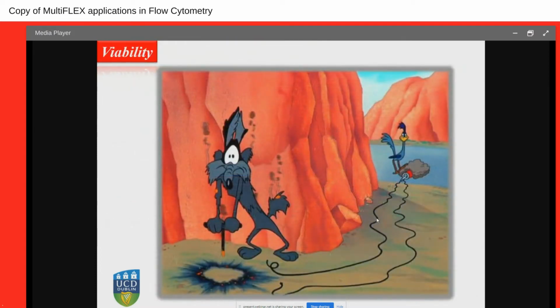Let's go and talk now about viability, because it's definitely something that we need to consider. Even if you're not measuring alive cells and dead cells, we need to look at viability as a marker to remove dead cells from our analysis.